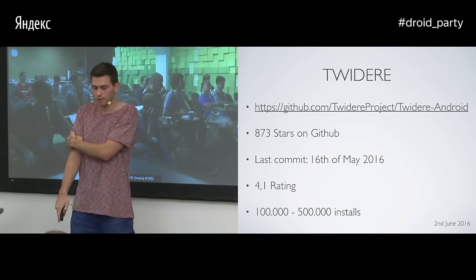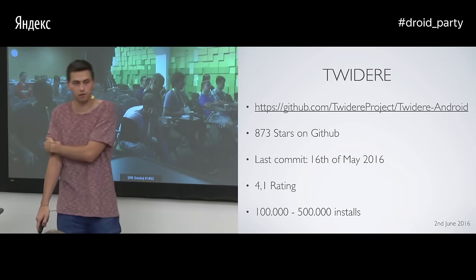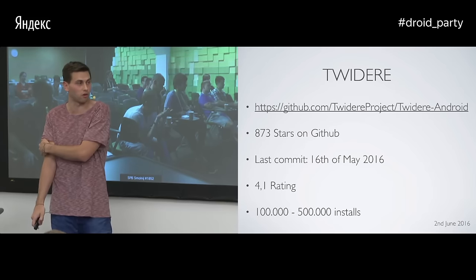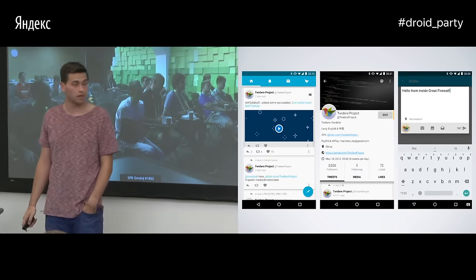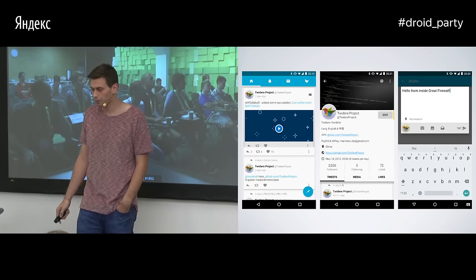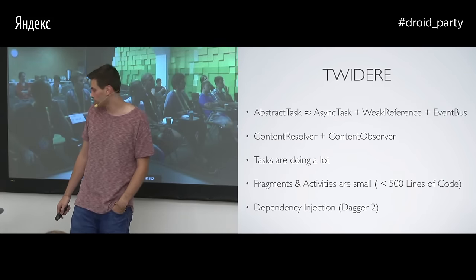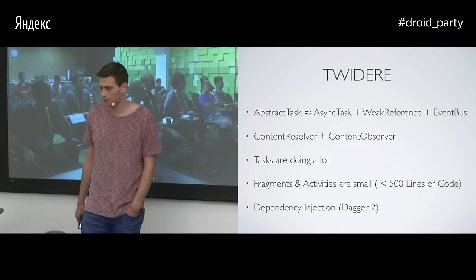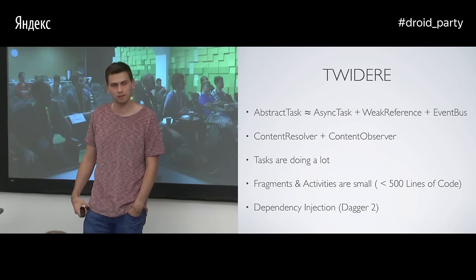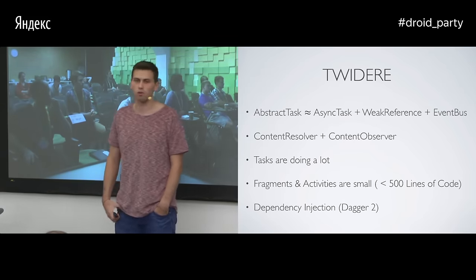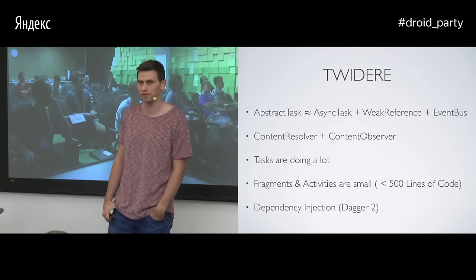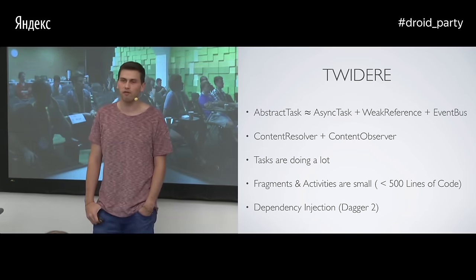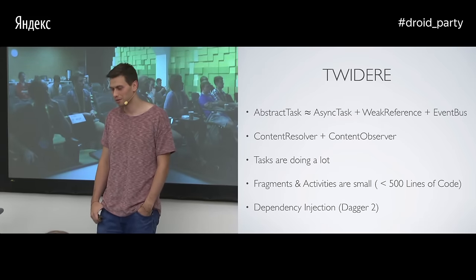Tickaroo is a Twitter client. It has 873 stars on GitHub and also a rating of 4.1 and quite a lot of installs too. It looks like that. It has some pretty nice material design. And how is it implemented under the hood? They don't use async tasks, but they have some kind of own abstract task base class, which is kind of their own async task implementation. It uses a weak reference, an event bus and a content resolver, and it's all in this async task.